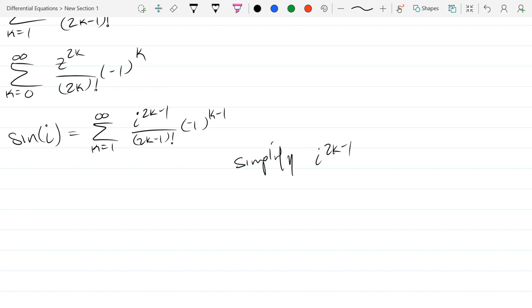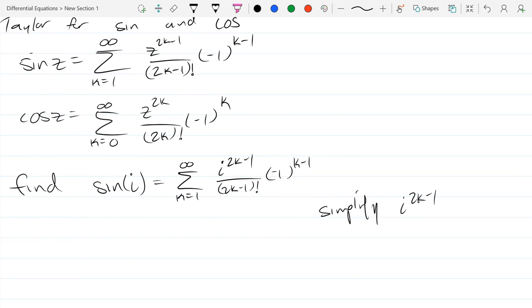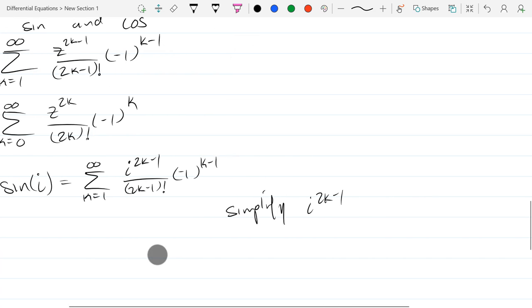Plugging it in is easy. You just replace z by i. That's not anything more fancy than just writing it down again, swapping out a letter. But what we have to do is simplify i to the 2k minus 1. How in the world do we do that? So we know k is starting at 1. k is going to be 1, 2, 3, 4, 5, 6, 7, 8, 9, 10, et cetera. So let's just figure out when k is 1, 2, 3, and 4. And then maybe we'll be smart enough to see a pattern. So let's write out the terms when k is 1, 2, 3, and 4.